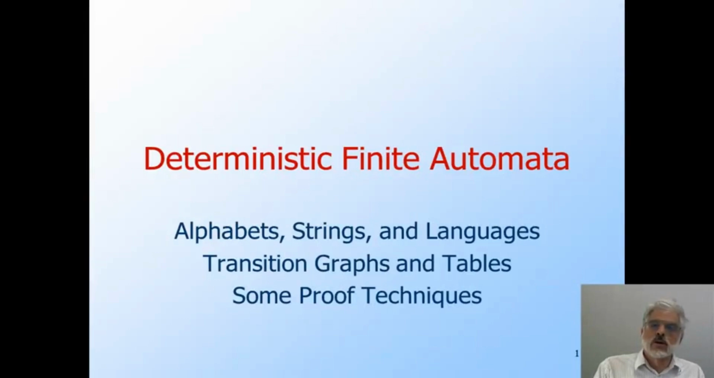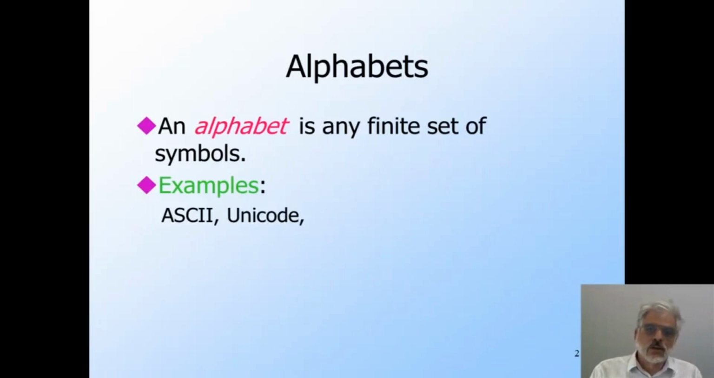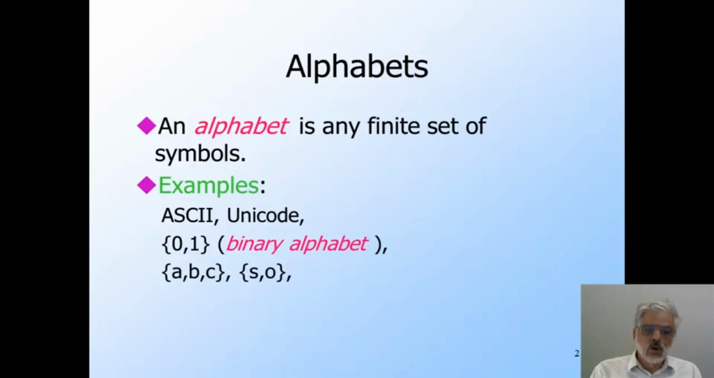We'll see how to represent finite automata either as graphs or tables. They are two representations of the same idea. And we're going to do a few proofs in considerable detail and learn some useful proof techniques, especially inductive proofs. An alphabet is simply a finite set of symbols. There are many examples. Two standard alphabets we see frequently are the ASCII and Unicode alphabets. An alphabet we'll use frequently is the binary alphabet, consisting of only the symbols 0 and 1. We'll also sometimes use alphabets of letters like ABC, and in the tennis example we use the alphabet of outcomes consisting of the letters S and O.